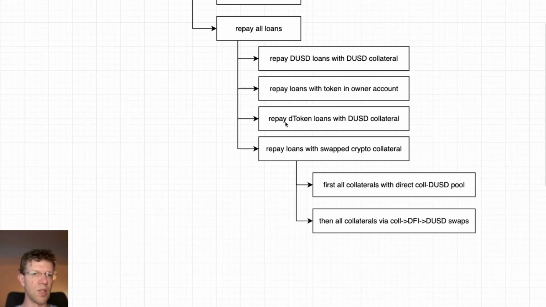So use DUSD and burn it to pay back dToken loans. That's the first thing, to use the DUSD collateral. And if we still have loans open, we go through the other collateral in the vaults and use that to swap it to DUSD and then burn the DUSD for the loans. So again, same as here, burn the DUSD for the dToken loans, but we first swap crypto to DUSD.